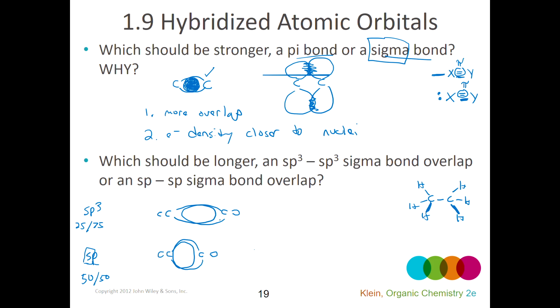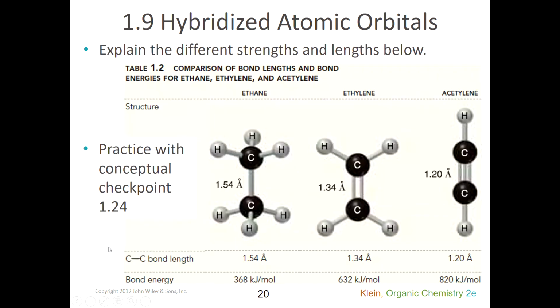So the longer the orbital, the less need there is for them to get close to one another to get the effective overlap between the orbitals. So the sp3 sigma bond is longer than the sp sigma bond due to the shapes of the orbitals, which result from the ratio of s and p that are mixed together in the hybrid orbitals. So hopefully that makes sense to you all. So we can see the difference in the bond lengths here. Any questions?